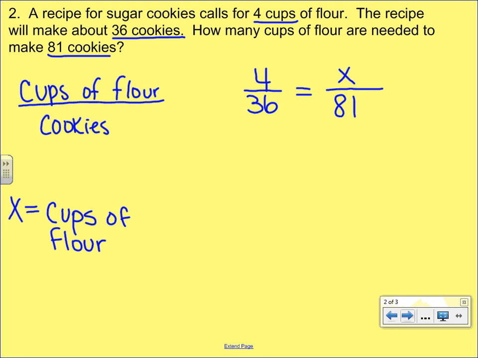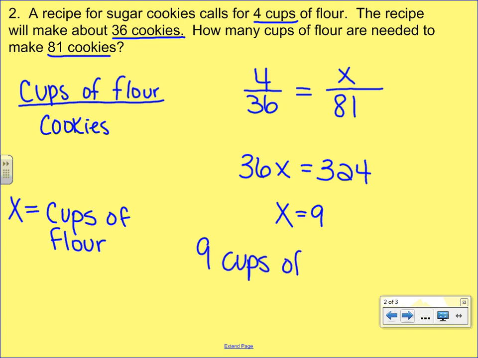So when you cross multiply, the equation that gets set up is 36x equals 324. When you divide both sides, you get x equals 9. So our answer statement here is 9 cups of flour are needed to make 81 cookies.